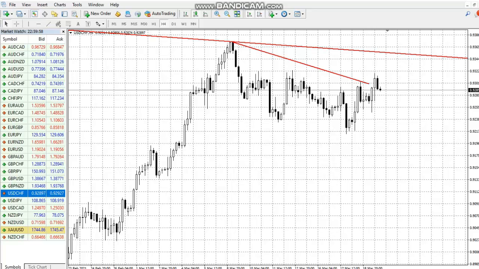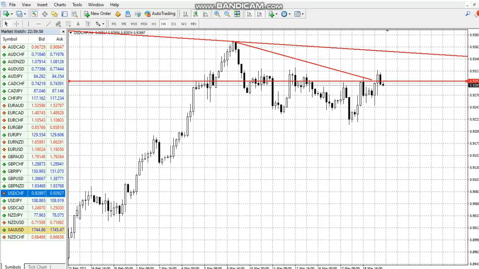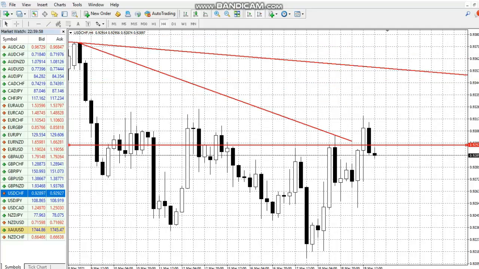But for USD CHF, you should be looking into at least a sell at this region. So you allow the market to have a little bit of breathing space, just like I used to say. Okay, down here, at least.